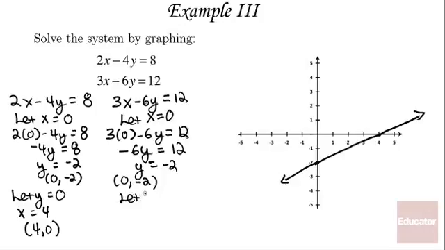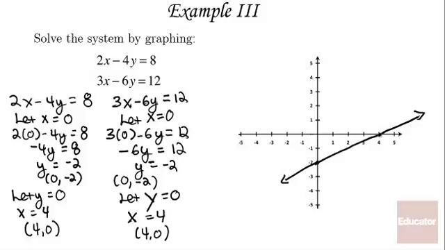When I let y equal 0, I'm going to find my x-intercept. So when I let y equal 0 and solve that out, I'm going to find that x equals 4. So that's 4, 0. You may have already noticed these are actually the same. So if I go and try to graph this second one at 0, negative 2, I'm going to have the same point.